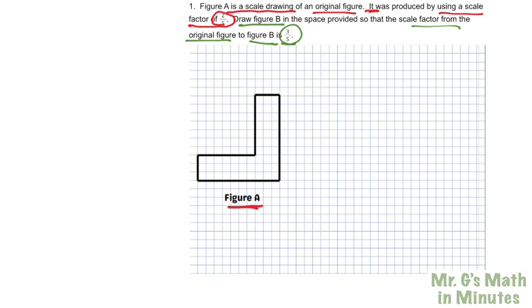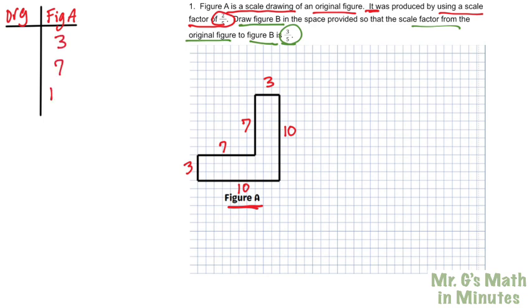So if we take a look at figure A, we can see that figure A has sides of 3, 3, 7, 7, 10, and 10. So I'm going to go ahead and put this information into a table so that we can find our numbers for our original. Now, the original came first because this figure A was a scale drawing of the original. And if we put in the numbers that we got in figure A, we got a 3, a 7, and a 10.